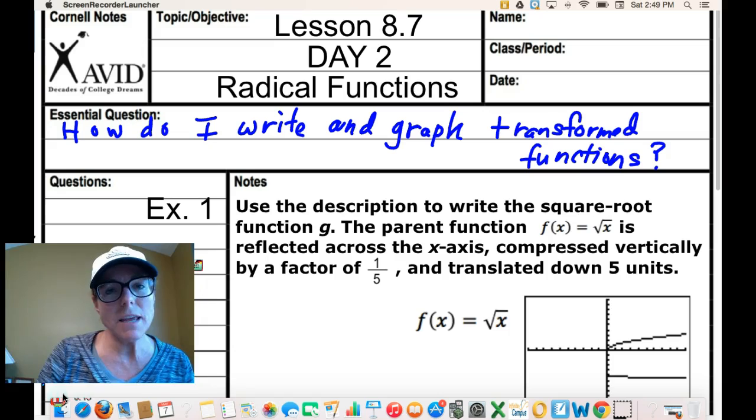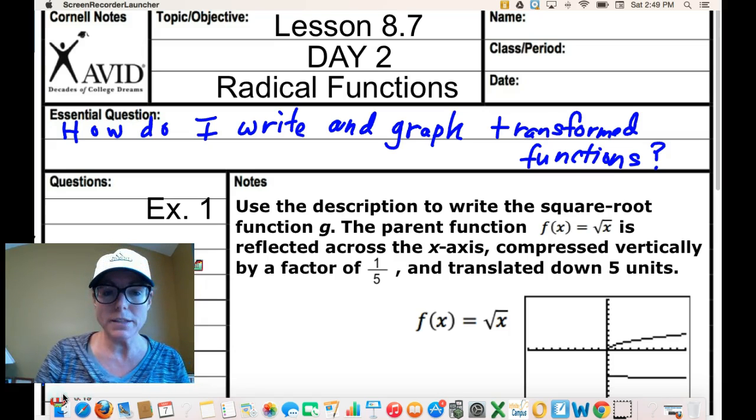So today, lesson 8.7, day 2, radical functions. How do I write and graph transformed functions? So example 1, use the description to write the square root function g.